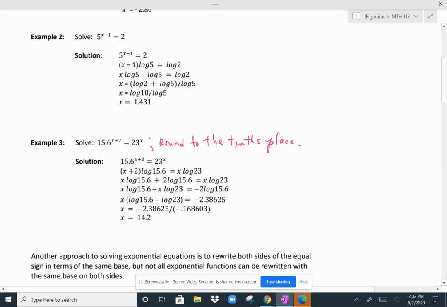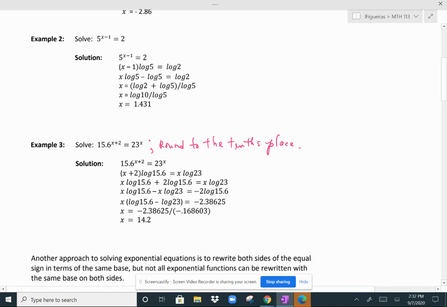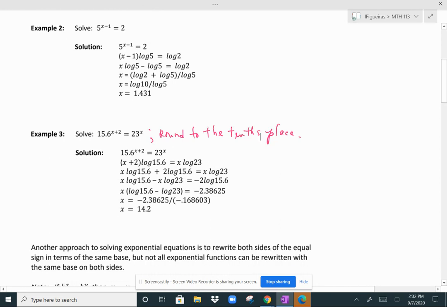All right, so that's one way to solve an exponential equation, which is to take either the natural log or the common log on both sides. So if you did the same problem using natural log, instead of seeing log, you would have ln, and in the end, you would get the same result. So you can try that on your own if you'd like.